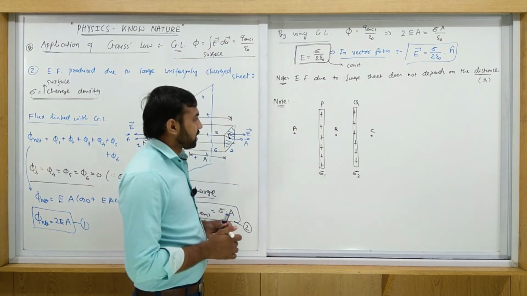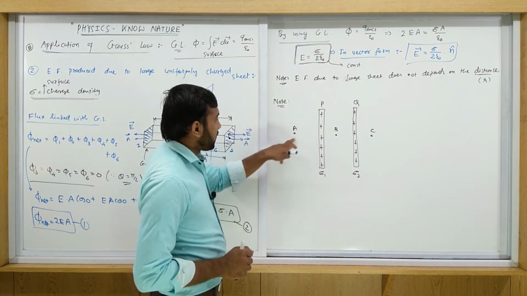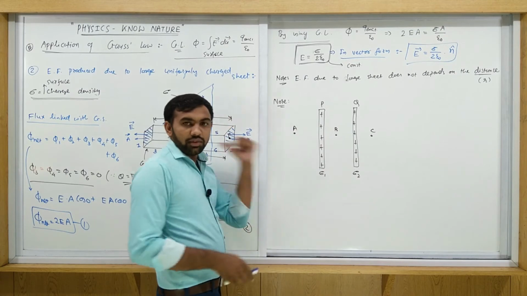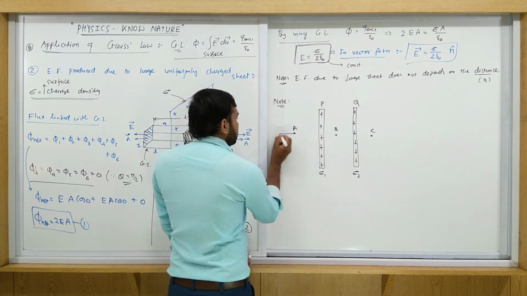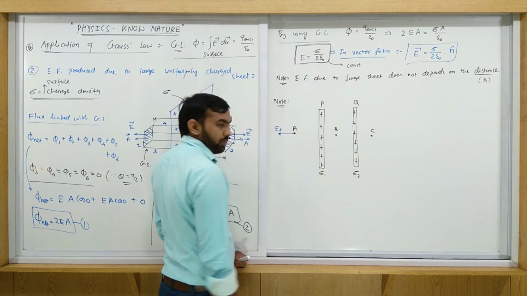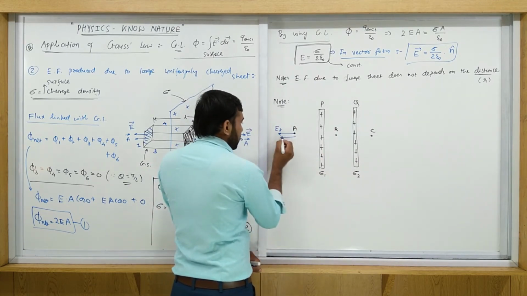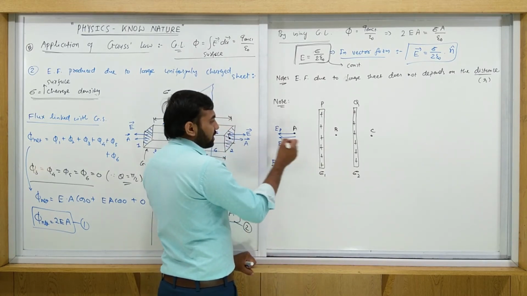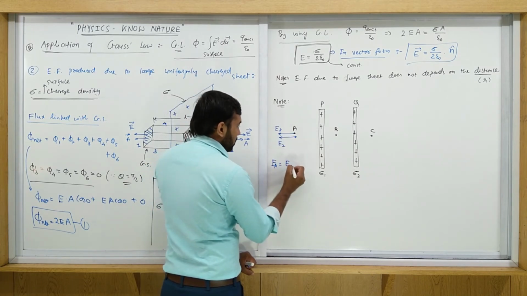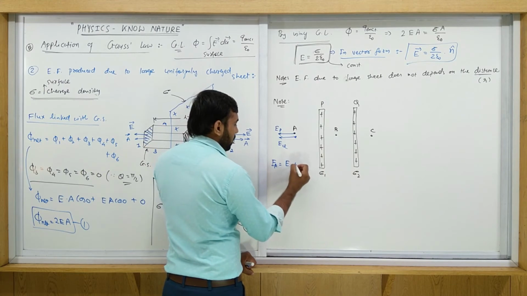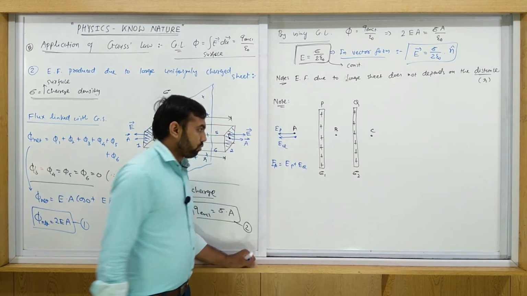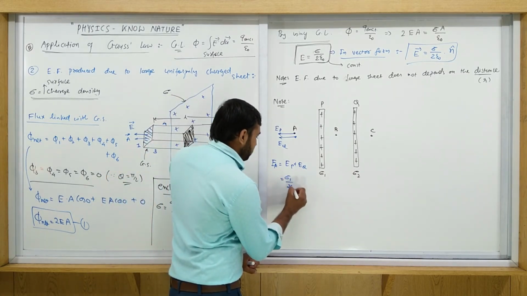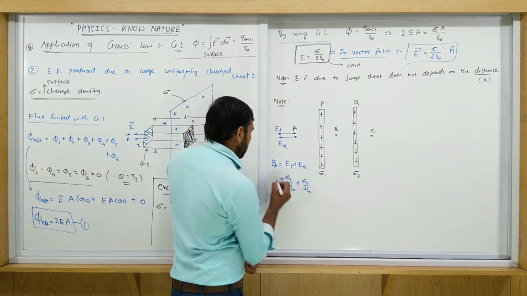How do we find this electric field? The electric field at point A is due to sheet P and due to sheet Q. Since P is positive, its electric field is away from the sheet. This is the E due to P. Now Q is also positive, so again this one. So what is EA? Both are in the same direction, so EA is equal to the summation EP plus EQ, because both are in the same direction. EP is sigma 1 upon 2 epsilon naught, plus sigma 2 upon 2 epsilon naught. That is EA.